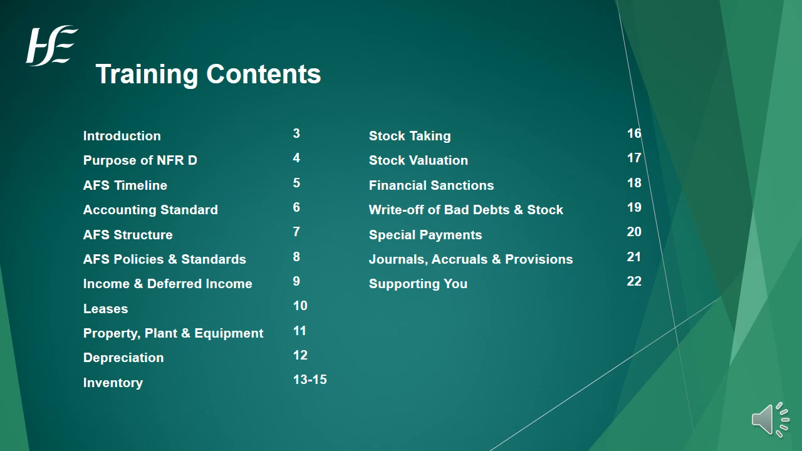The topics we are going to briefly look at today include the Annual Financial Statement, known as the AFS, its timelines, the accounting standards the HSE apply, and some of the specific AFS accounting policies and standards, such as income and deferred income, leases, property, plant and equipment known as PPE, and depreciation, inventory including stock valuation and stock taking, financial sanctions including write-off of bad debts and stock and special payments, and finally journals, accruals and provisions. So let's get started.